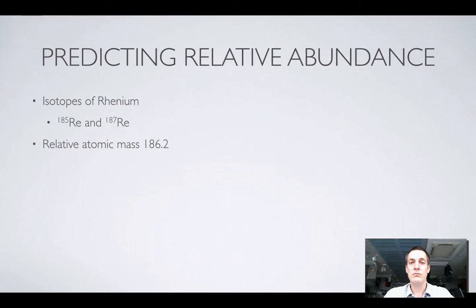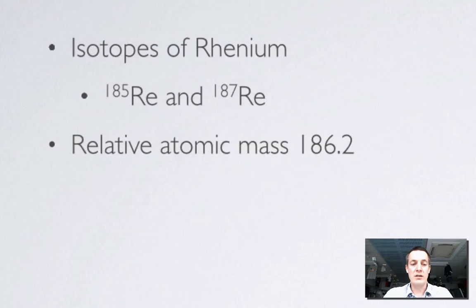Anyway, so we've now looked at 2 different ways of going from relative abundance to a relative atomic mass, that is to say an average mass. Now we're going to kind of turn the problem on its head, and we've got the relative atomic mass given to us here, this 186.2 for rhenium. And we're told that there are two different isotopes of it. So now our job is to find out what the relative abundance of these isotopes must have been to give us this relative atomic mass.